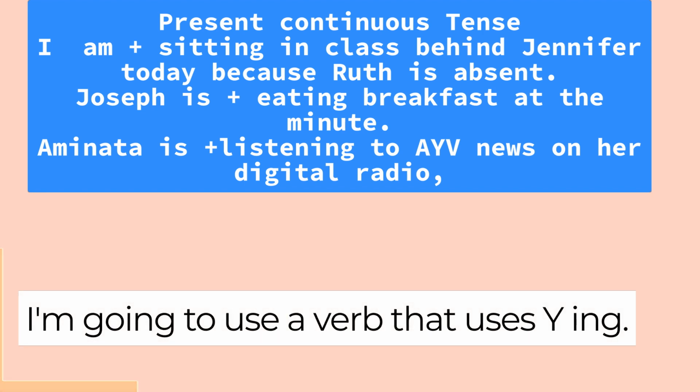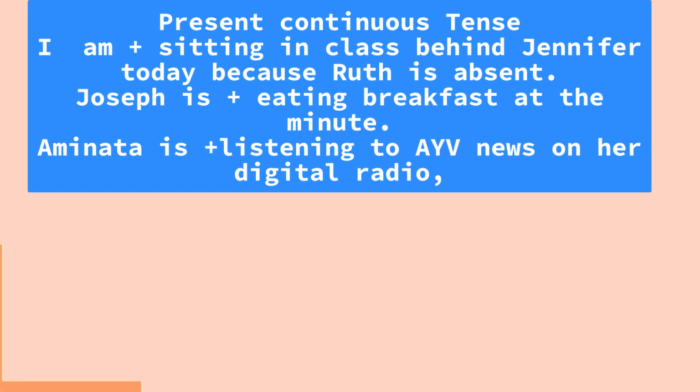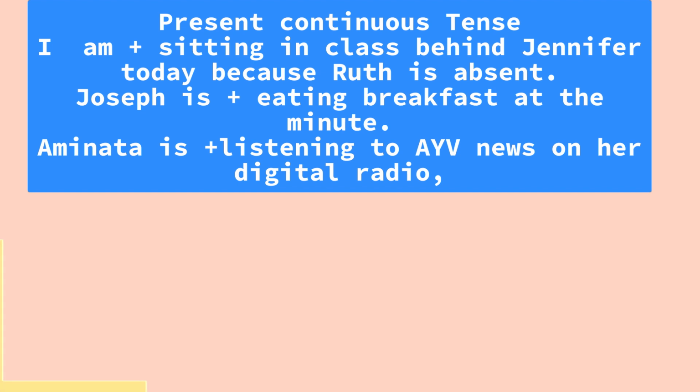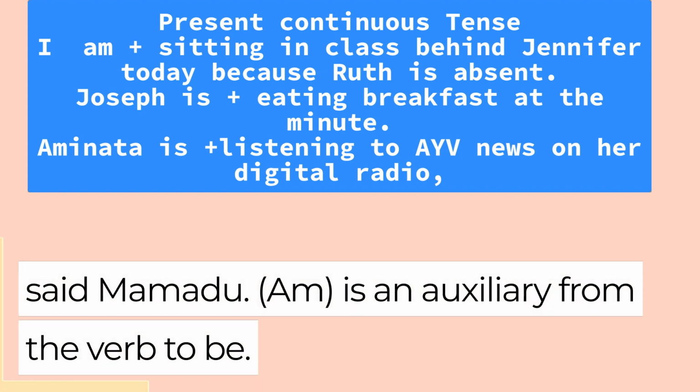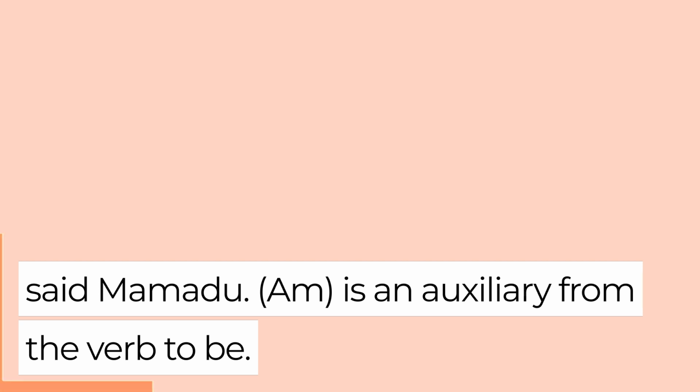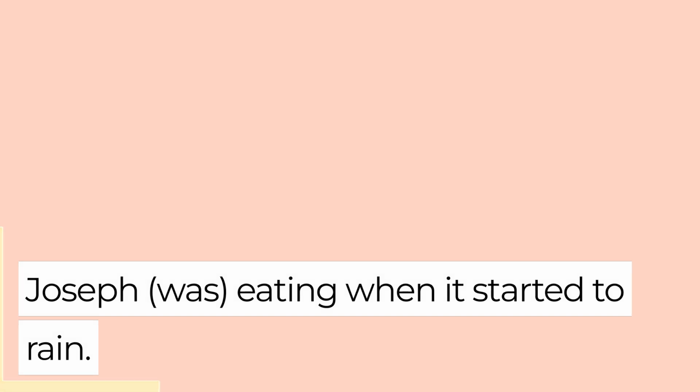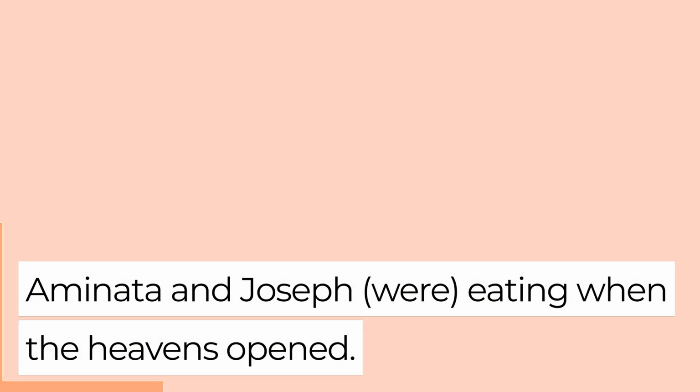I'm going to use a verb that uses ing. I am studying Latin at the minute, said Mamadou. Am is an auxiliary from the verb to be. I did look at singular and plural variations. Joseph was eating when it started to rain. Aminata and Joseph were eating when the heavens opened.